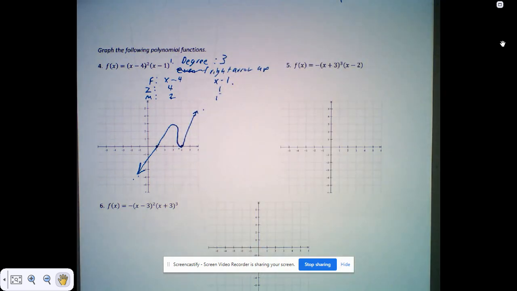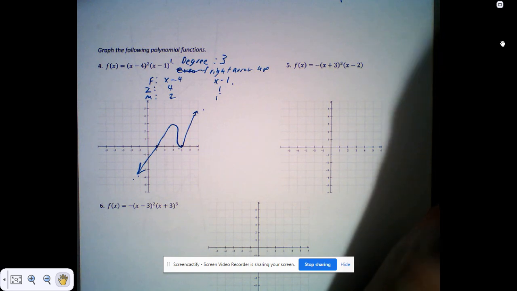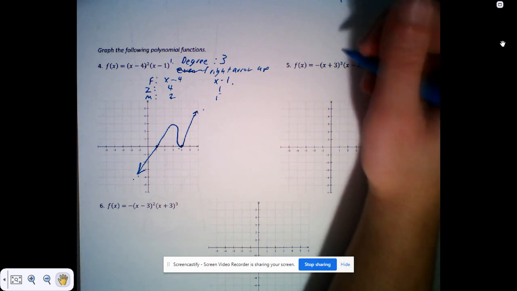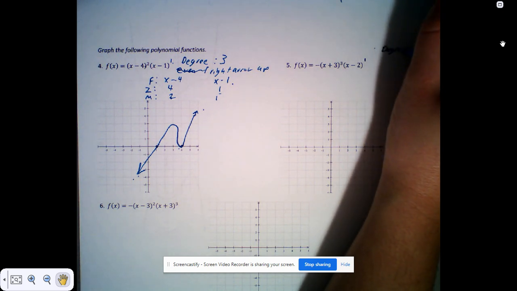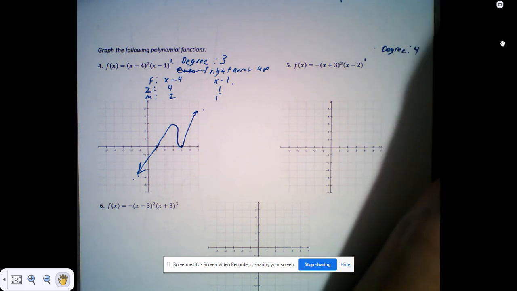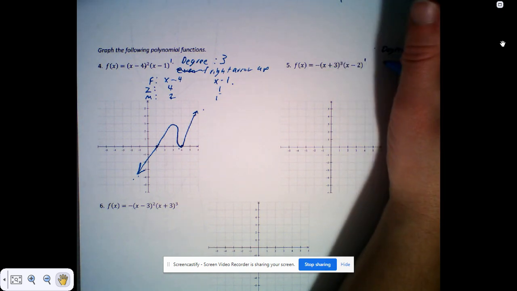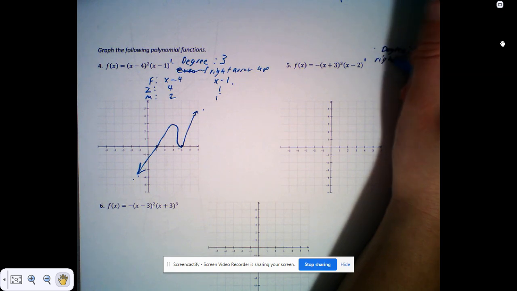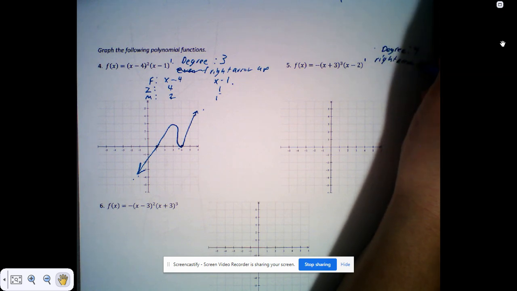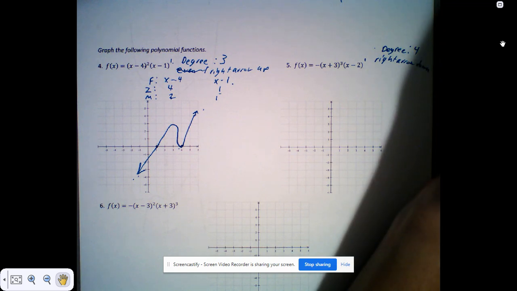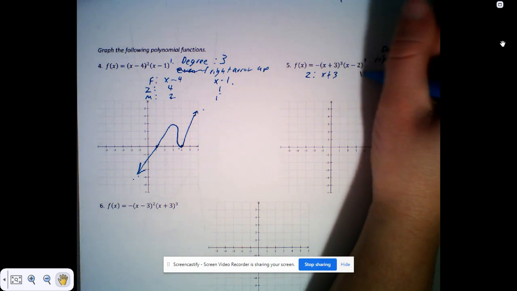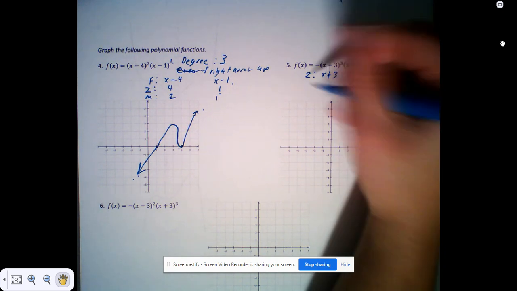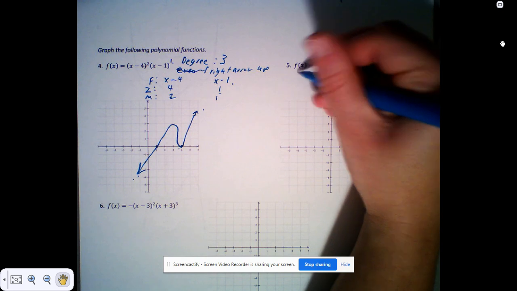For 5, f of x equals negative x plus 3 all of it cubed, x minus 2. Here my degree is going to be 4 because it's 3 plus 1 because it's in factored form. And then my right arrow is going to go down because it is a negative leading coefficient. My zeros are x plus 3 and x minus 2. Or that's my factors. Oof, I'm getting tired.